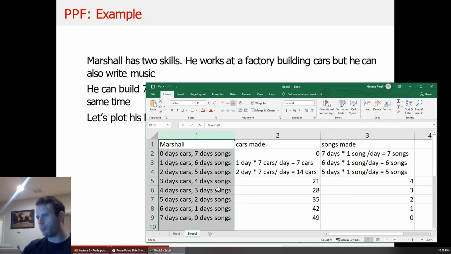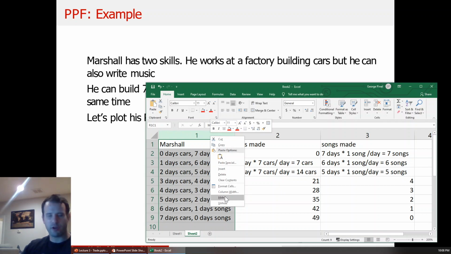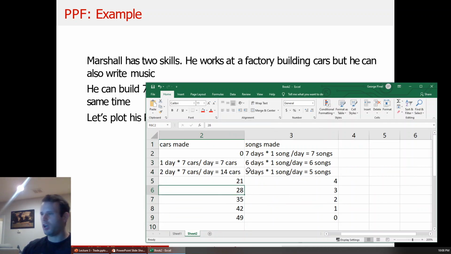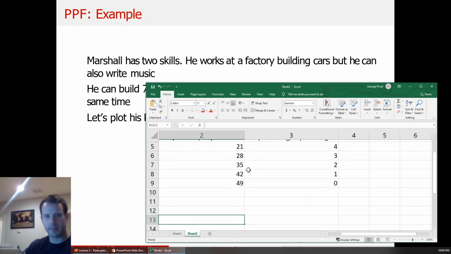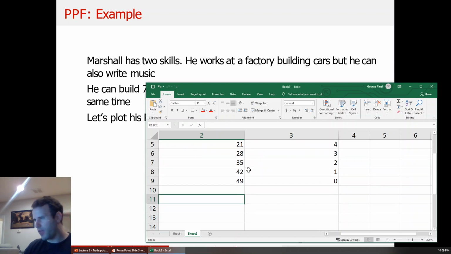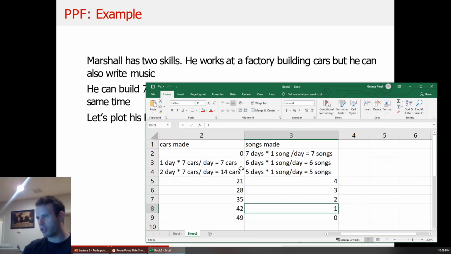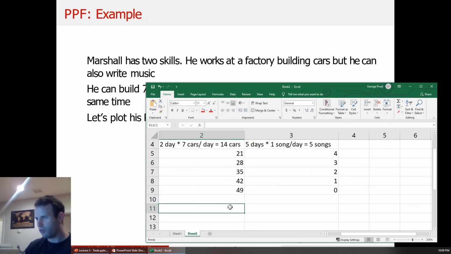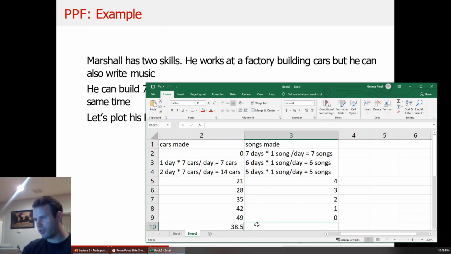Okay, given that we know the budget of 7 days, and we know the rate by which he makes cars, we don't need that first column. We just need the cars made and the songs made. Okay. So like if I gave you that Marshall made 38.5 cars. So 38.5, just so we can see it.